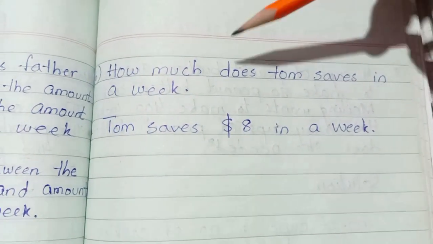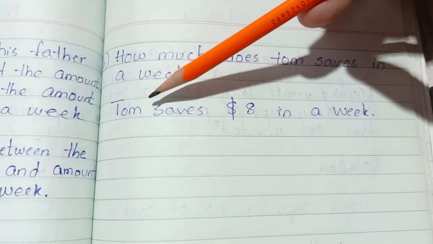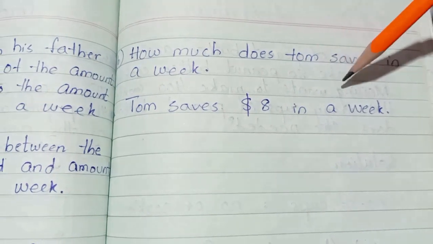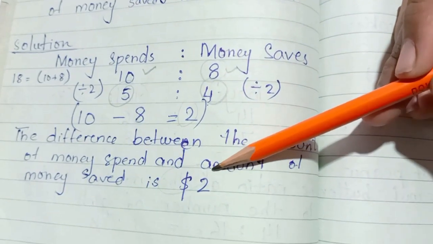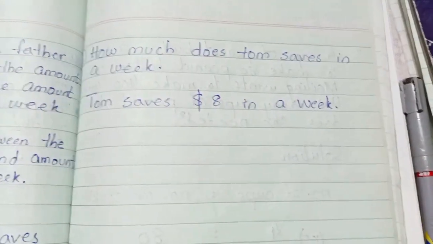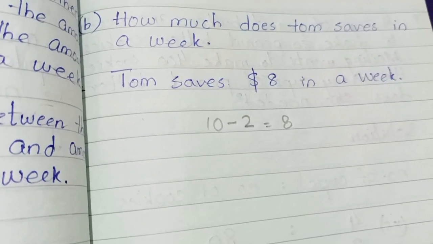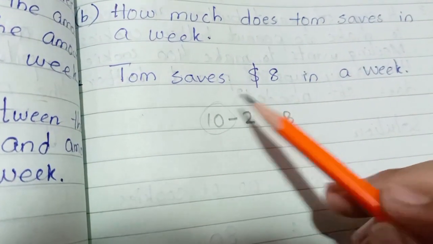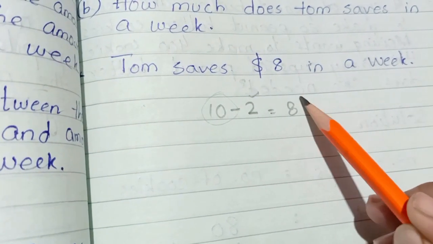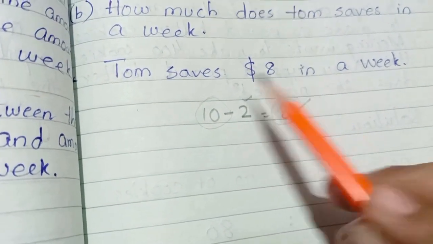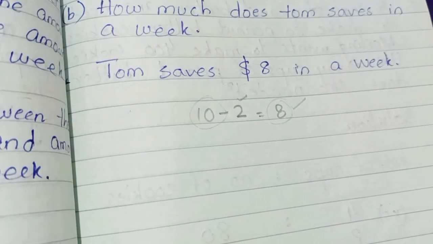Part B is, how much does Tom save in a week? So Tom saved $8 in a week. 10 is the total amount. The difference is 2. So when we subtract 2 from 10, it means $8 is the saving of Tom.